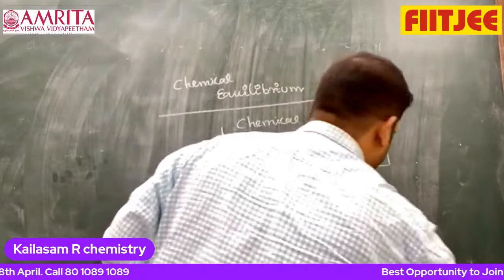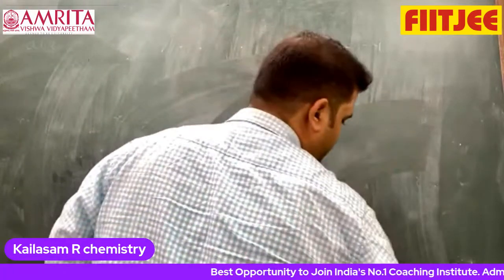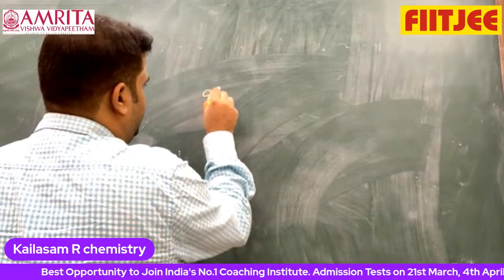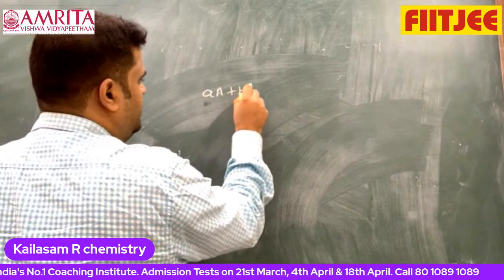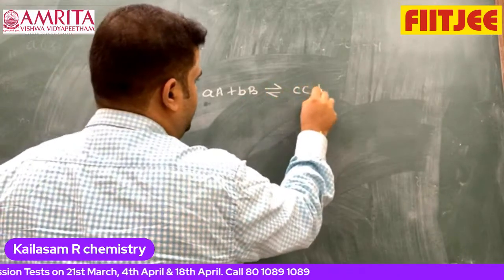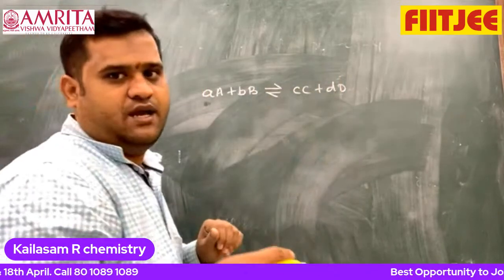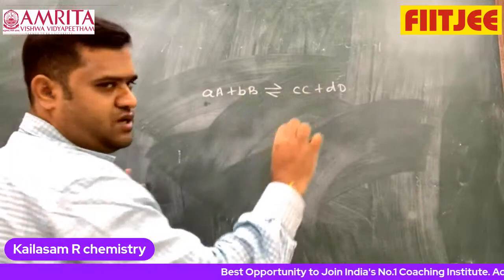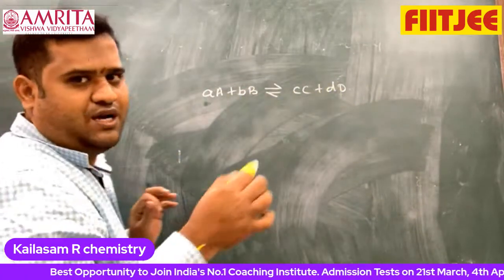Now look at this. Let us take a hypothetical reaction. In this hypothetical reaction, I'm taking a A, where a is the stoichiometric coefficient of A, plus b B, where b is the stoichiometric coefficient of B, which gives c C and d D. Assume it is an elementary reaction. A plus B giving C plus D is called the forward reaction. C plus D giving B plus A is called the backward reaction.